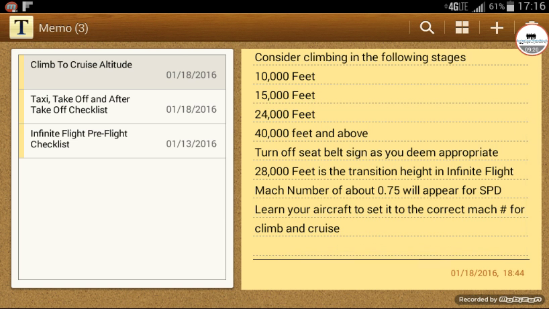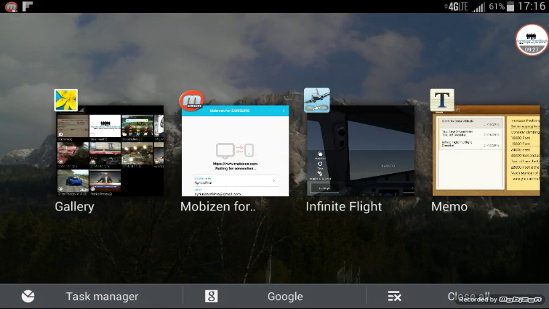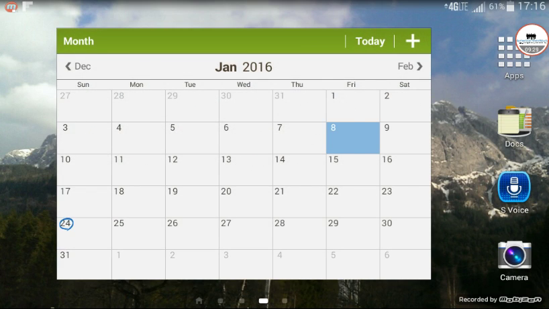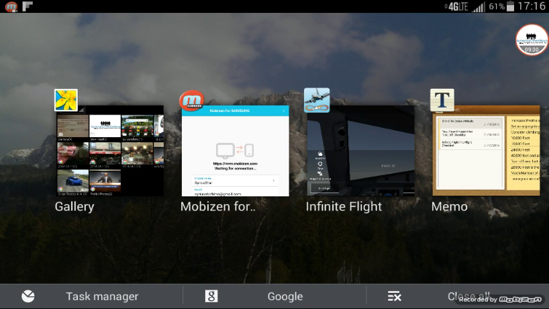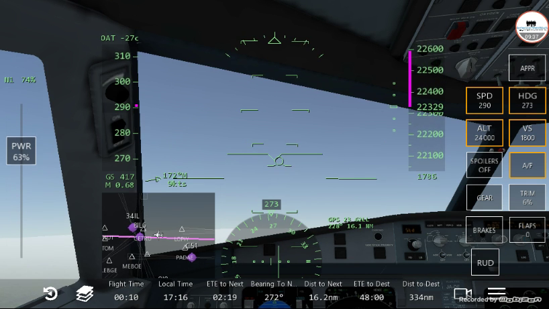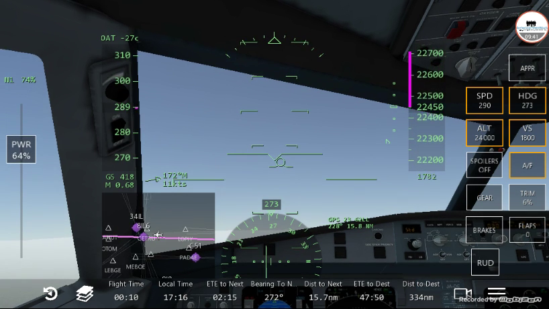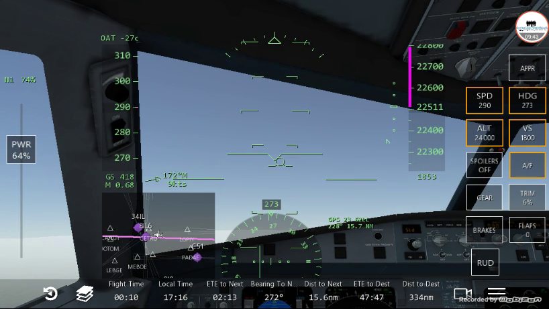And again, the most important thing, make sure you learn your aircraft as a beginner. All the information about your planes is online. They've done a better job of being able to get back into Infinite Flight after you pause it. Back in the day, if you paused it, it would just reset itself.